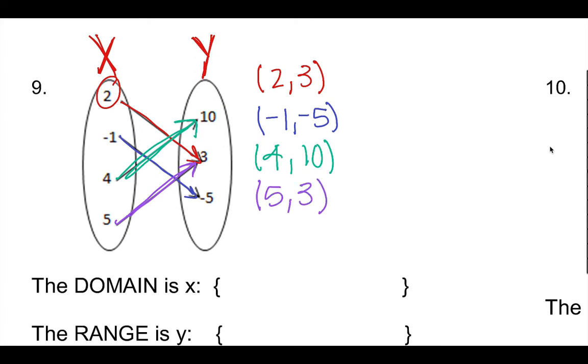Well, is that a function? Yeah, because each x is only getting off at 1 y. I have 2 kids getting off at bus stop 3. That's okay, but each of them is only getting off at 1 bus stop, so that works.